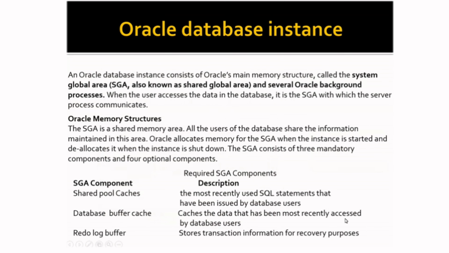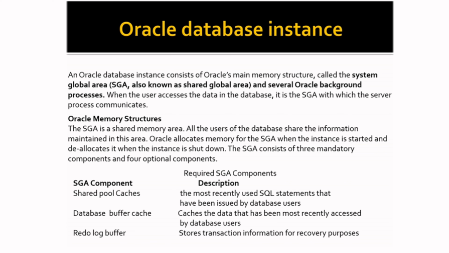An Oracle database instance consists of Oracle's main memory structure called the System Global Area, SGA, also known as the Shared Global Area, and several Oracle background processes. When the user accesses the data in the database, it is the SGA with which the server processes communicate.